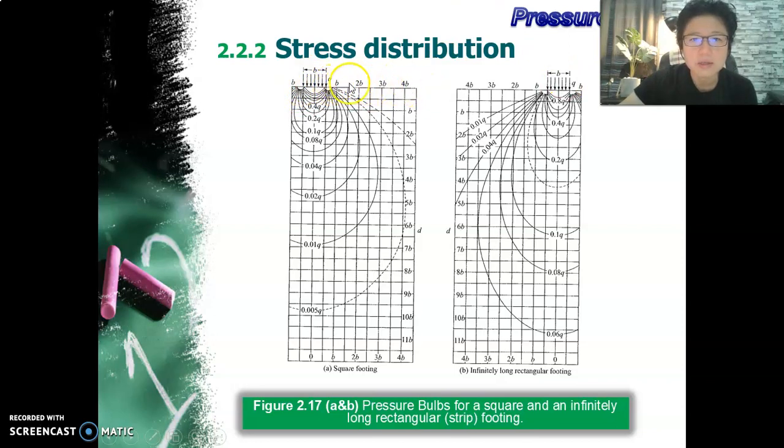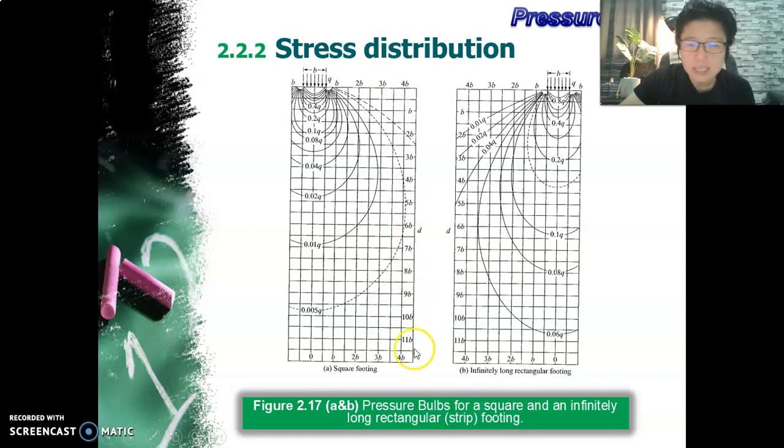The horizontal axis here that you see, B, 2B, 3B, 4B, is the distance away from the center line of the foundation. Get it? This is a foundation, this is a center line. So from this point to this point is B distance. From the center line of foundation to this point is 2B. From the center line of foundation to this point is 3B. Get it? Good. Okay.